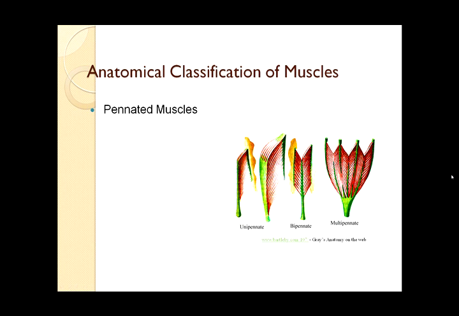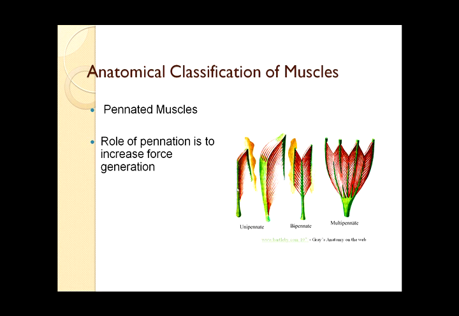Pennated muscles, on the other hand, have an increased surface area for attachment. Here we have a unipennate muscle, this is a bipennate muscle, and over here we have a multipennate muscle. The role of pennation is to increase the force that a muscle is capable of generating. So therefore pennated muscles are much stronger than parallel muscles.